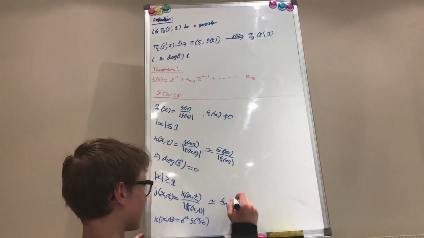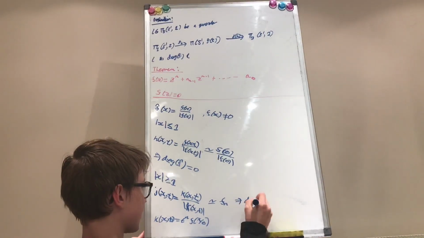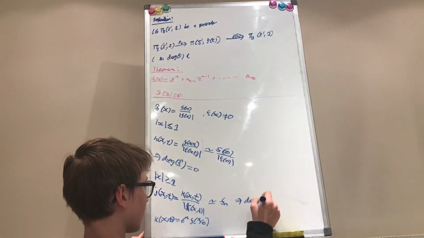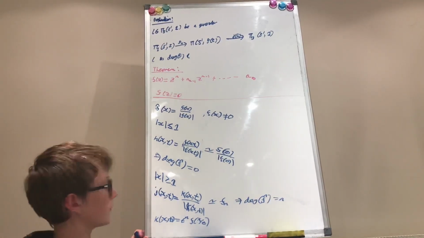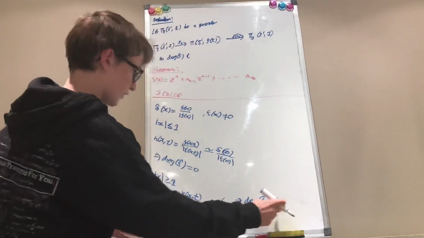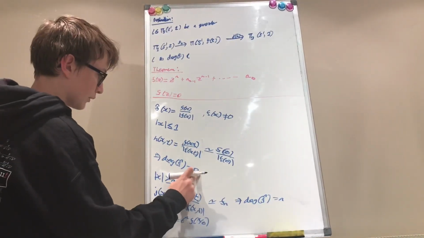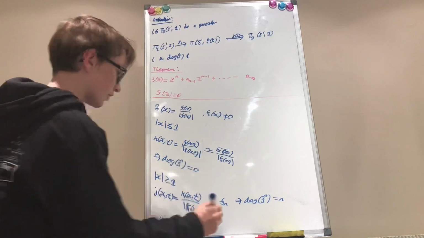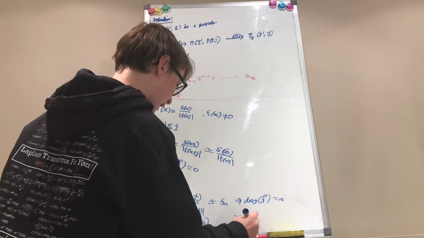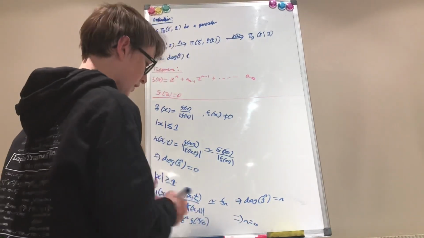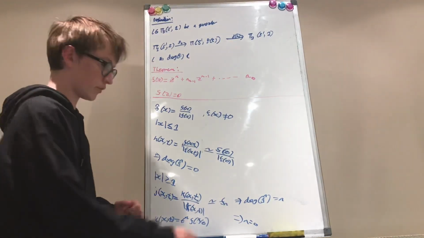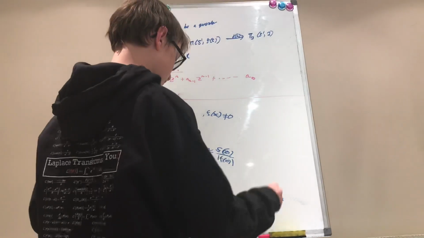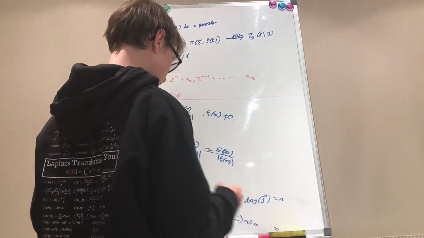And this implies that the degree of f hat is equal to n. Now, the degree of f hat is equal to n, and the degree of f hat is equal to 0. This must mean that n equals 0. So the only polynomials with no roots are constant maps. QED.